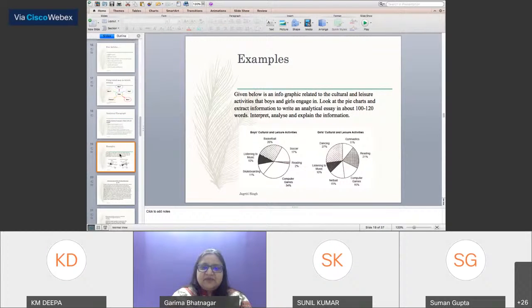Now remember, we have to talk about the information given over here and write as little as possible about our own views. Because if we have to write in 100 to 120 words, try thinking about, okay, there are 1, 2, 3, 4, 5, 6, 7 different possible situations given in each of the pie charts. If we write one sentence on each of the possible situations, then we have at least 14 sentences out of here.